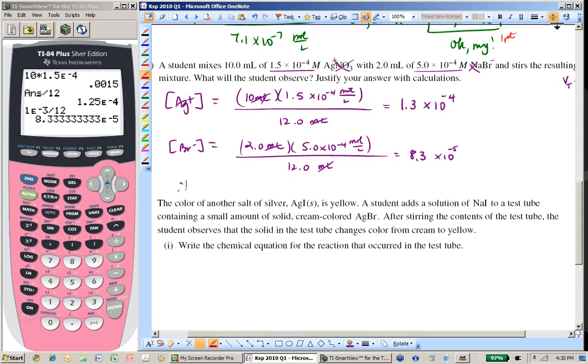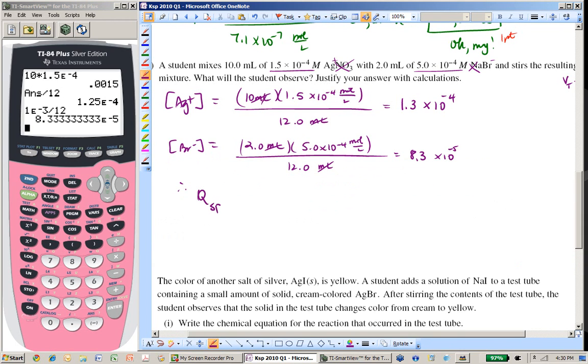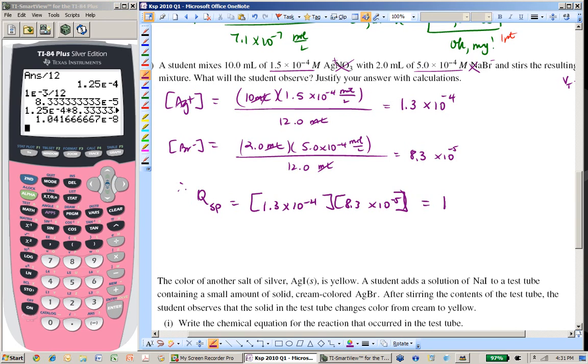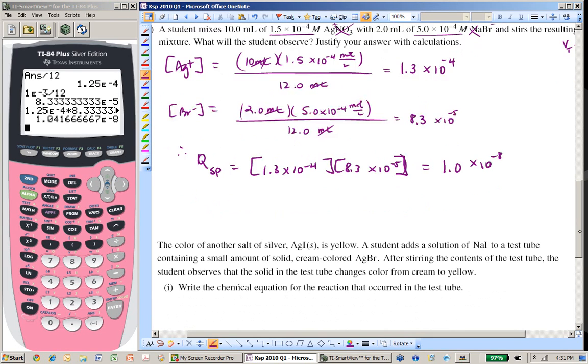Therefore, I'm going to need more room. QSP is equal to the product of these two things. I don't want that one. I went too far. That one. Times that one. Now, I'm using more digits because I'm lazy, but I still come out with 1.04, call it 1.0, times 10 to the minus 8.